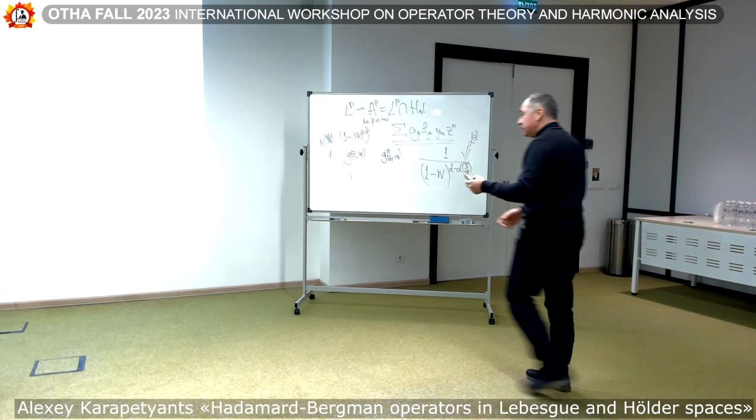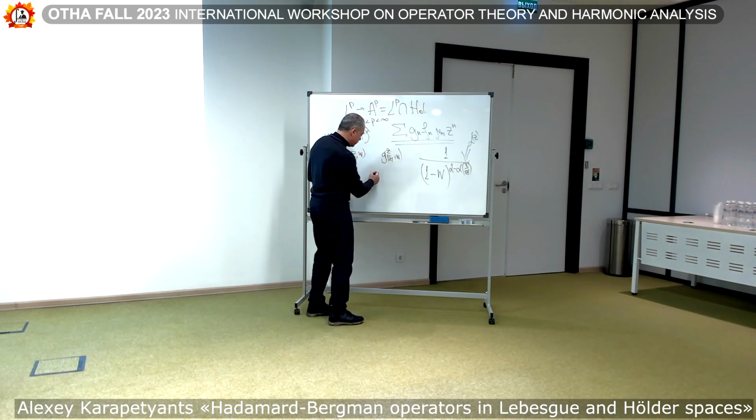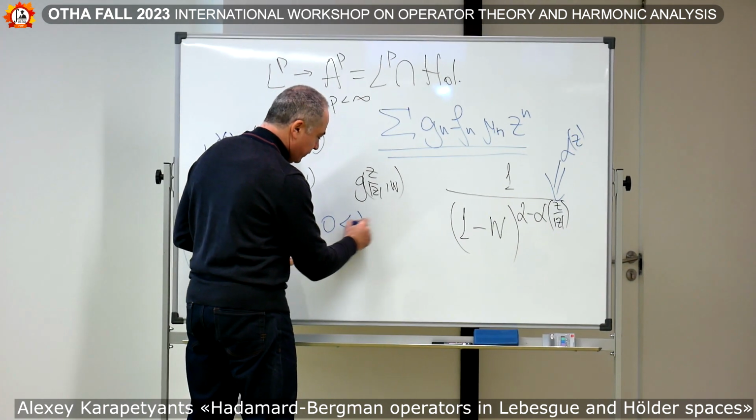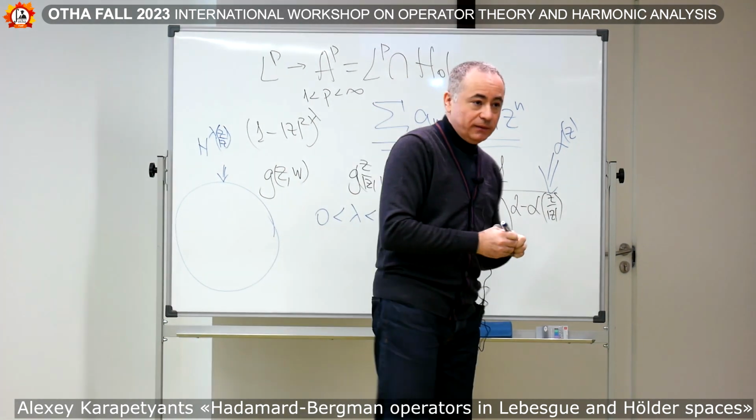So you can think that this condition, just to explain, if you think about the regular Hölder spaces with parameter lambda, then this would be this condition. So lambda is neither 0 nor 1.